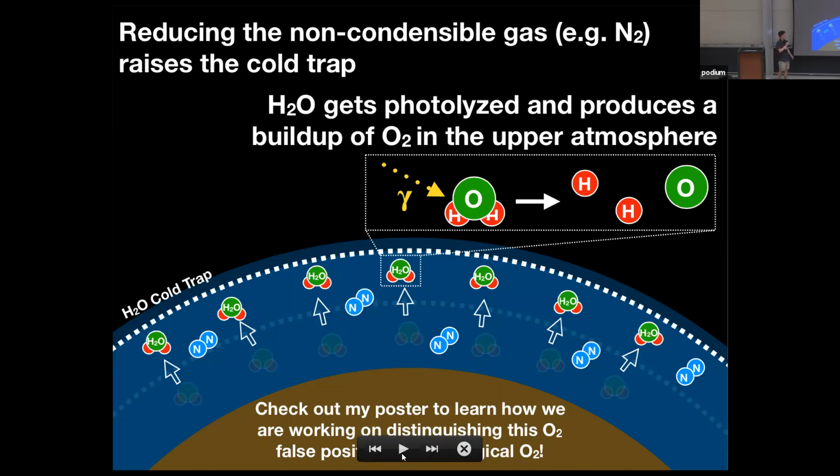So we're working on a method that uses ground-based high-resolution spectroscopy to tell the difference between this type of spectrum and a spectrum with biological oxygen. So please come to my poster to learn how we're doing this.